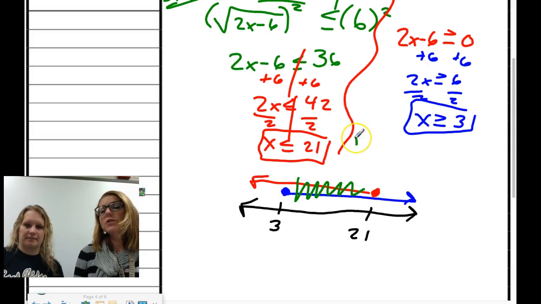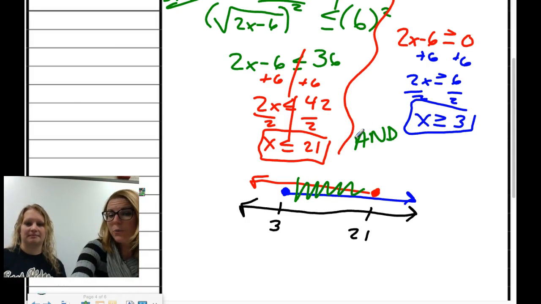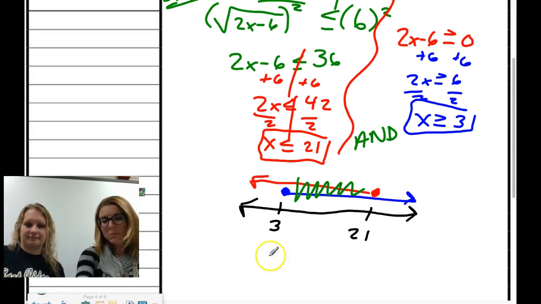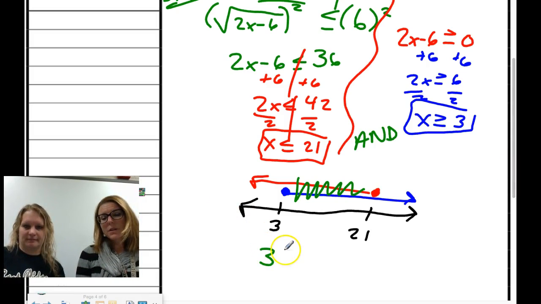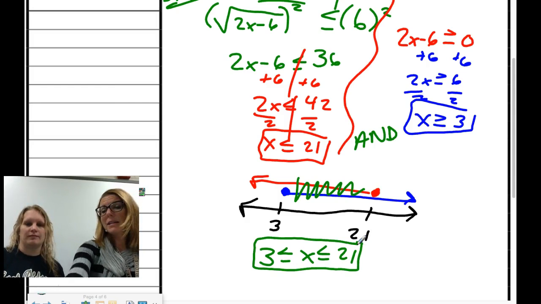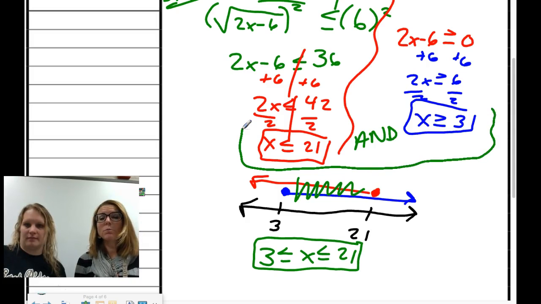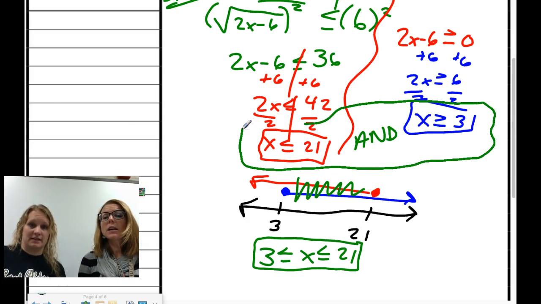So we can write this two ways. Another way is you write the 3 down below, then less than or equal to x less than or equal to 21. That's two ways. You can write it this way, what she just circled, or you can put an and in between the two answers, and that is acceptable too. Whatever you prefer.